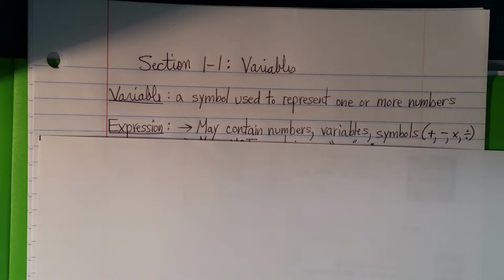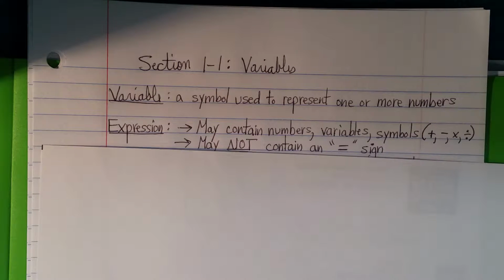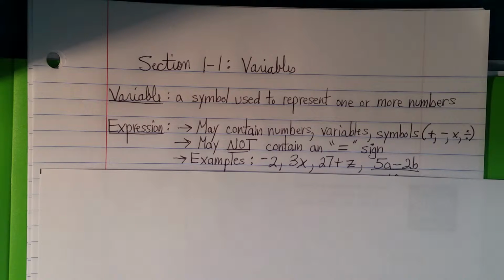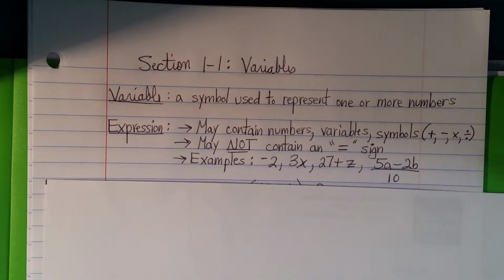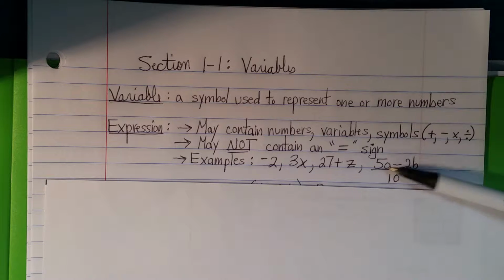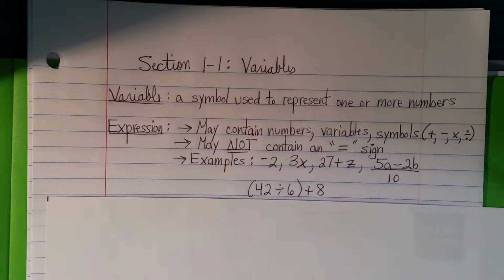An expression may contain numbers, variables, or symbols, such as a plus sign, minus, multiplication, division, and some others, but it can't contain an equal sign. If it does have an equal sign, then you would say it's an equation. Examples of expressions would be things like, could be just the number -2, 3x, 27 plus z, 5a minus 2b divided by 10, or 42 divided by 6 plus 8. These are all expressions.